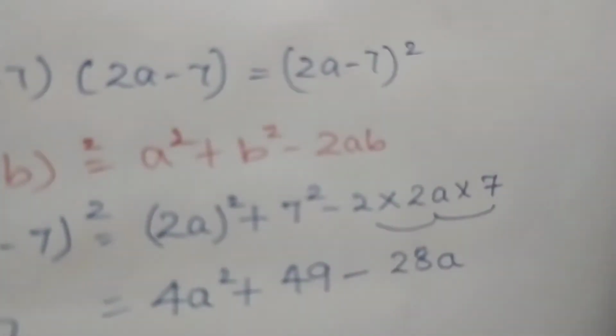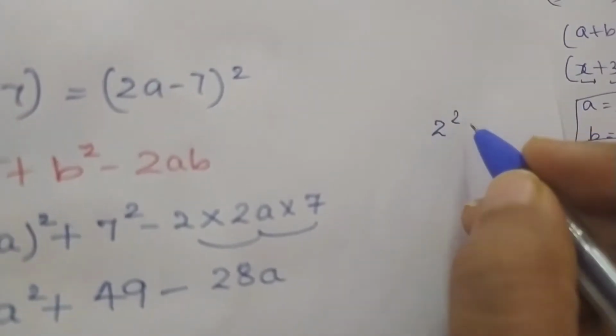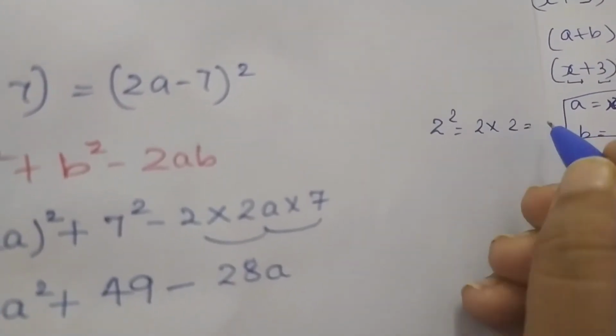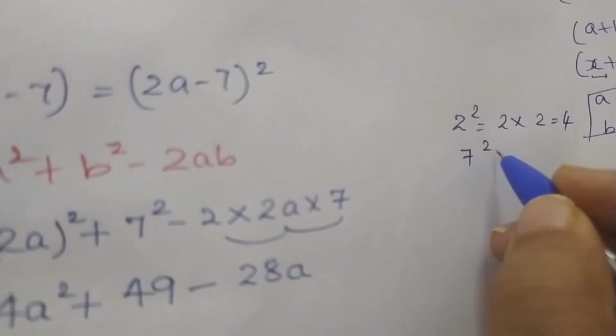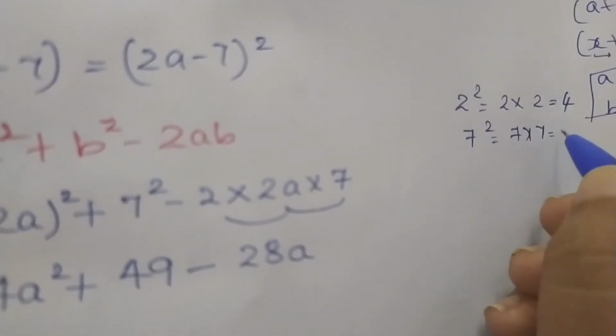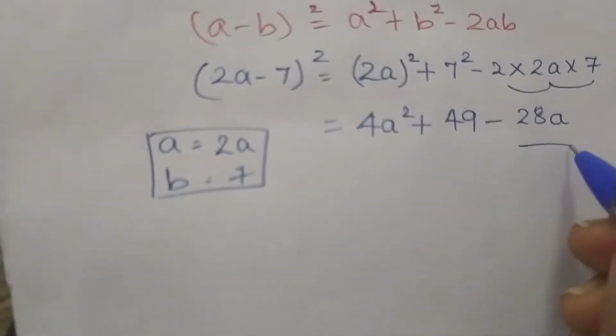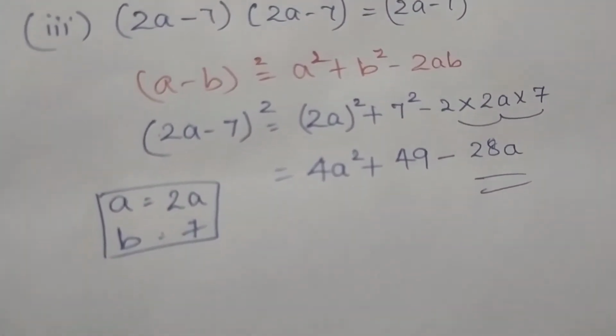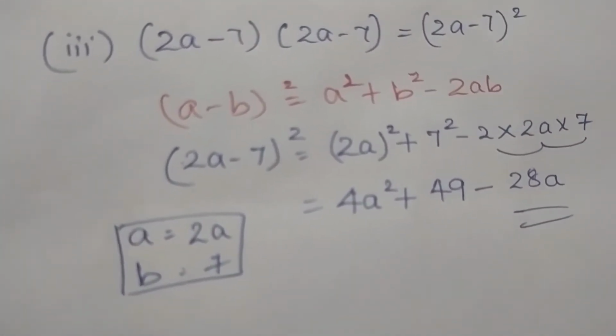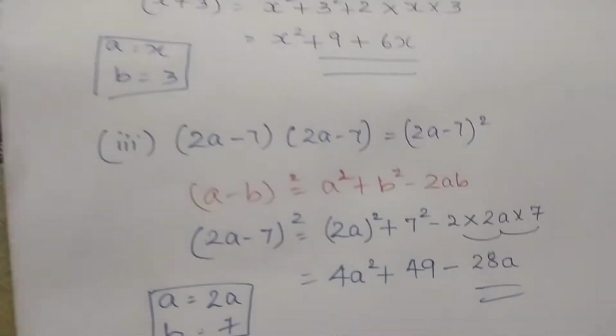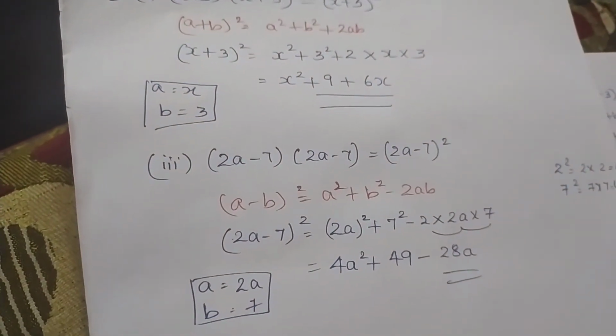Okay, I'll show here what I did. 2 square is 2 into 2, 2 2s are 4. 7 square is 7 into 7, which is 49. Okay, so my answer is 4a square plus 49 minus 28a. I hope you have understood, children. We have done 2 problems based on 2 identities.